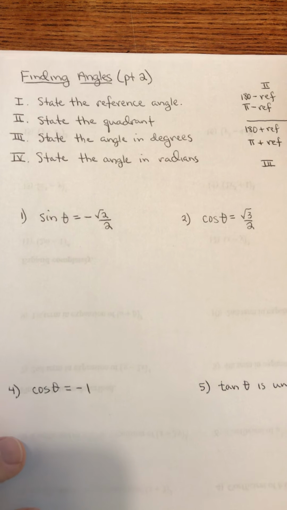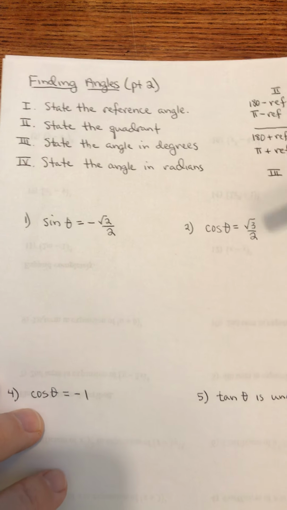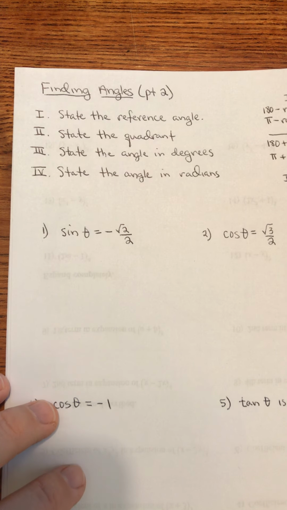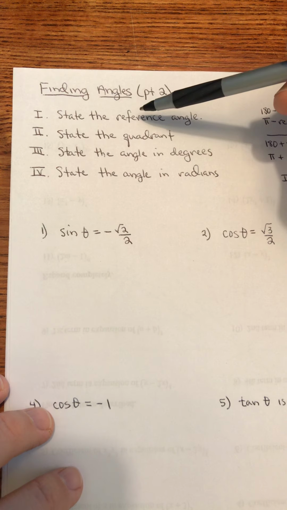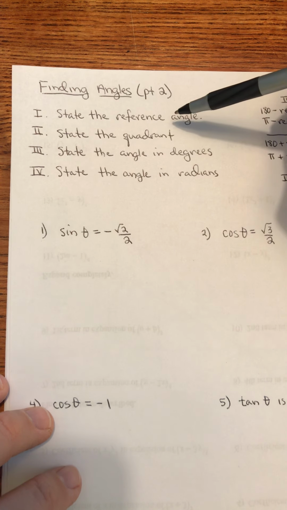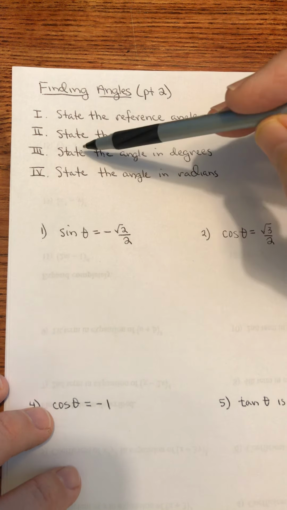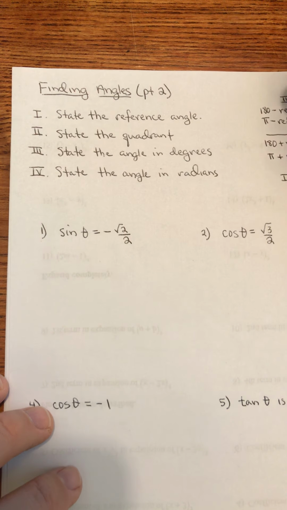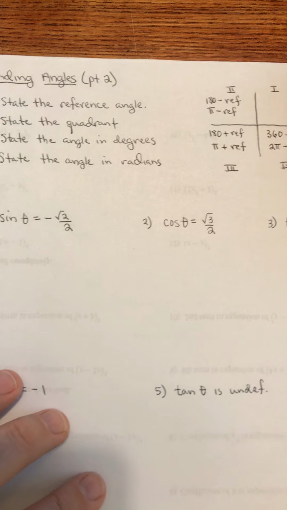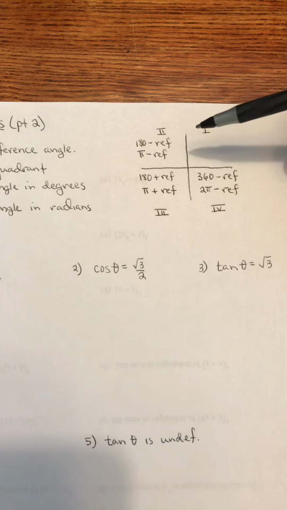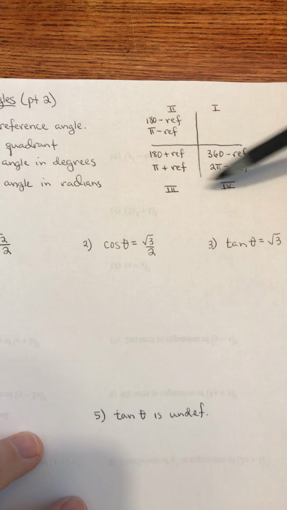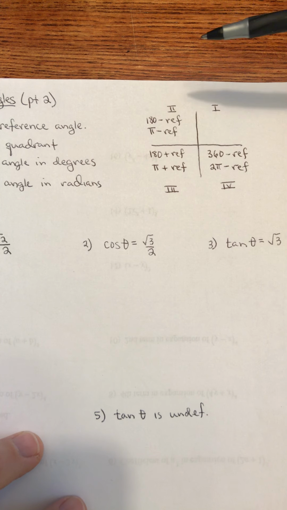All right, we're going to do some more of what we did the day before on finding angles. So I'm going to ask again for you to find these four things on each problem. State the reference angle, state the quadrant, state the angle in degrees, state the angle in radians. And the key to most of these problems is this right here. Knowing what quadrant it is in, then you will be able to find the angle.